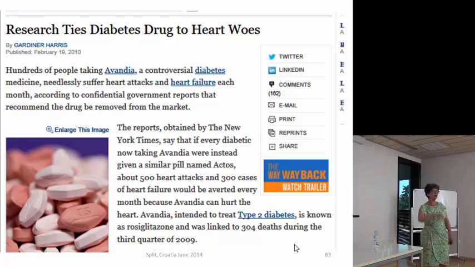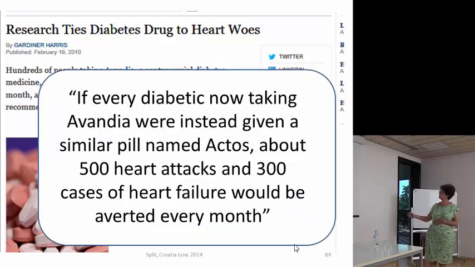But in any case, let's assume that if every diabetic in the United States who had been taking Avandia were given a different pill, let's call it Actos, then, as reported in the Times, about 500 heart attacks and 300 cases of heart failure would be avoided every month. Does that sound like a lot? So I want you to look at that.